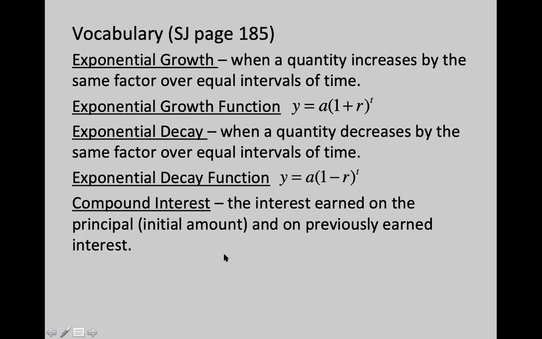Compound interest is the interest earned on the principal or the initial amount and on previously earned interest. So if you put money in a savings account that earns interest, each time they calculate the amount of money in your savings account, it's your initial amount plus the interest you earned, and then you earn interest on your initial amount and the interest, and that's called compound interest.